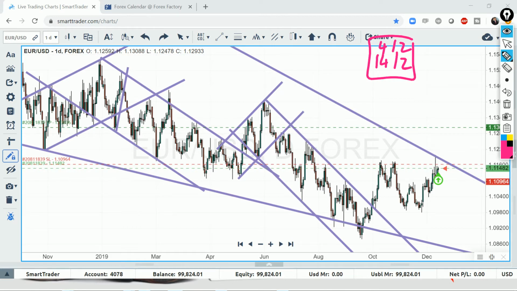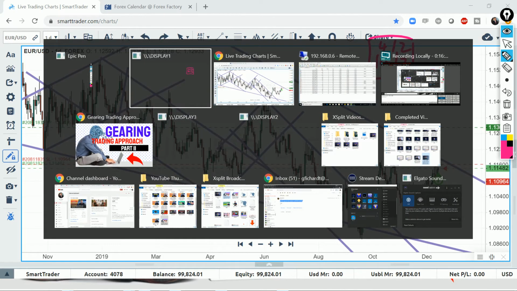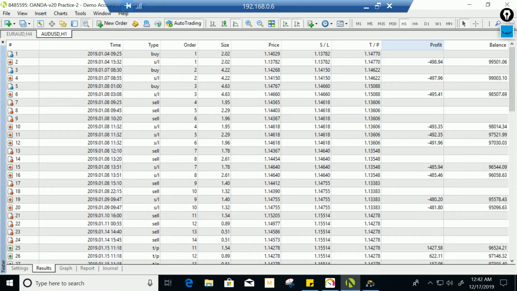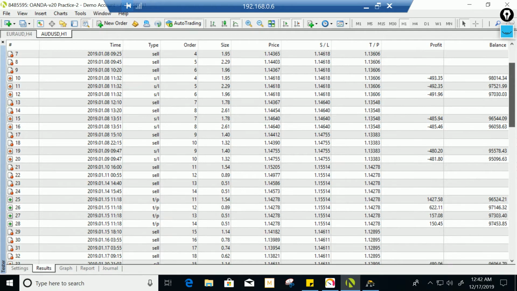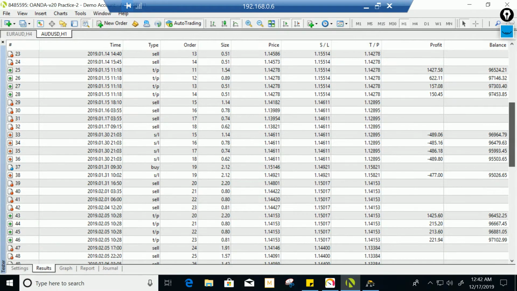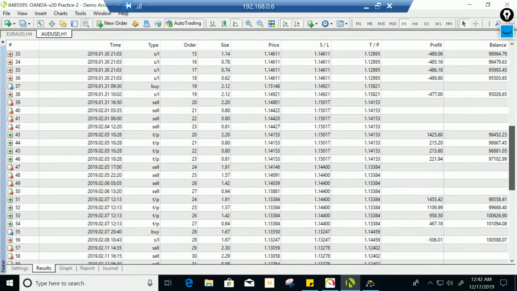Let me see what the results are showing so far on the automation. Let's go back to the automation right here and take a look at how the markets are featuring right now. Okay, so I started with, let's say, 100,000. It was a $100,000 trading account.